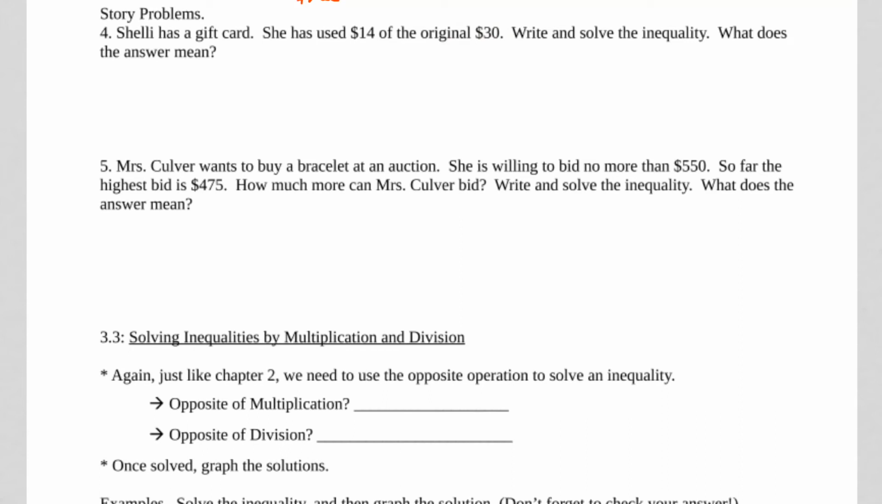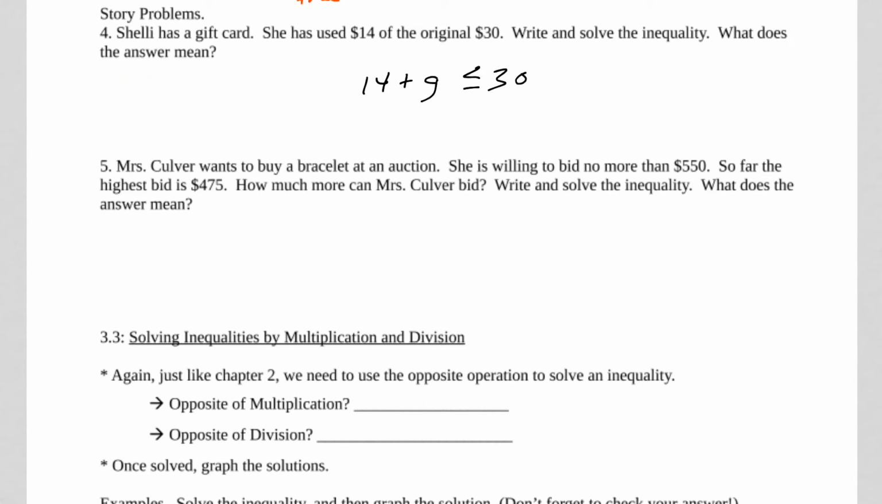Now, if you remember back from section 3-1, if she has at most $30 to spend, that is going to be a less than or equal to. So right now we know that she has less than or equal to $30 to spend. And then she's already spent 14, plus she has an additional amount that she can spend. We're going to call that G, I guess, for the number of dollars that she has on that gift card still. All right, so that's our inequality. It says that we have to write it, so we've done that, and we have to solve it. And then we have to say what our answer means.